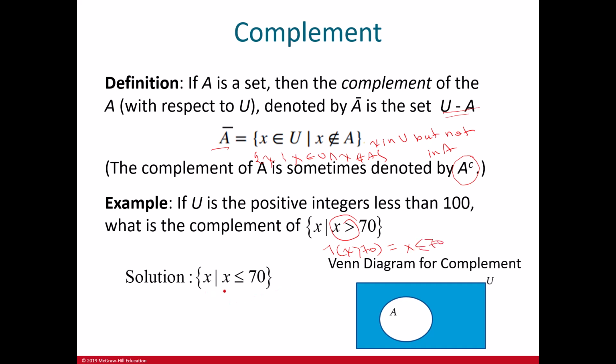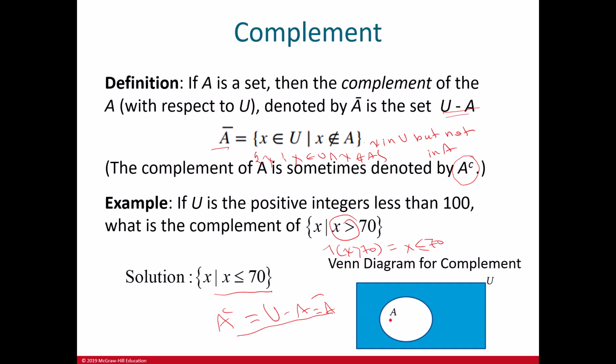Right? And they return this way. So this is the complement: the set of all elements such that x is less than 70. Using a Venn diagram, this is what I'm interested in. What this is really saying is A union but not A, or this is the same as saying A bar or A complement. All of them mean the same thing.